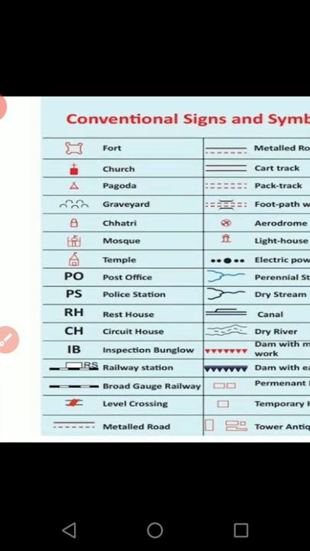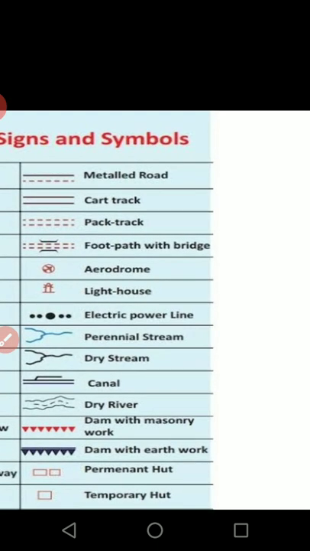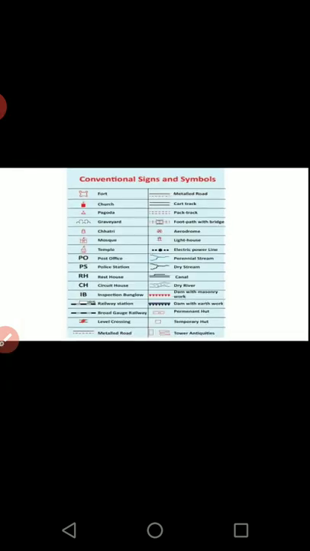A few more are discussed over here. If you want to make a map of any particular region, like Nagpur city also, you can take the map of Nagpur and show these symbols. Just by seeing these symbols, we will come to know what things are located over here. Like you will see the church is there, graveyard is there. Likewise, there are various symbols made. These are the different symbols for the roads, airports, rivers, canals, dry river. Likewise, conventional symbols are there.